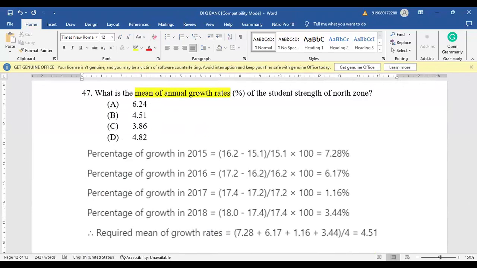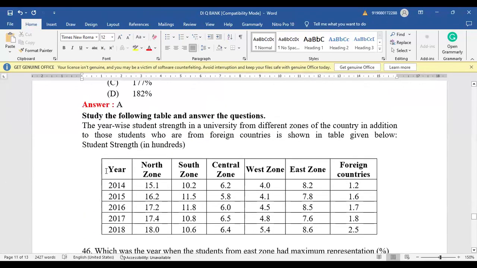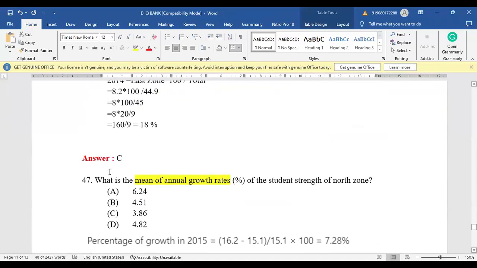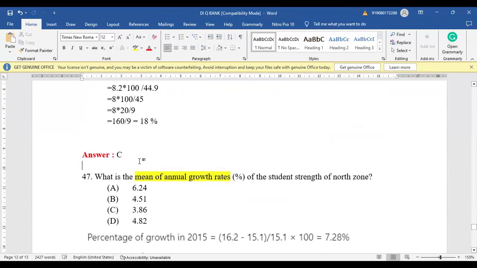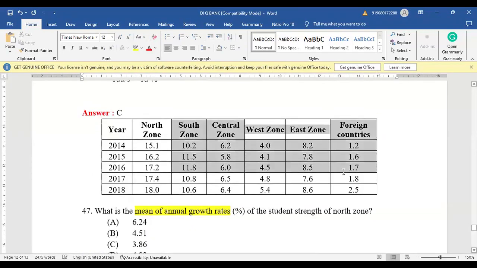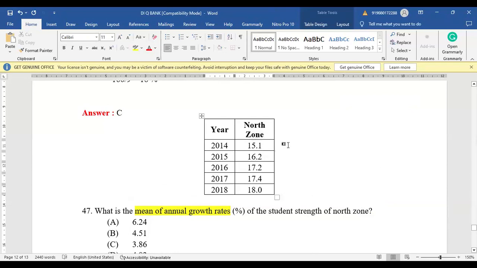Here, you take only the north zone. Other zones you forget. Take only the north zone. Copy the question. You take only the north zone. See here. I can delete other cells so it is easy to concentrate. Okay, this is what we need actually. North zone.